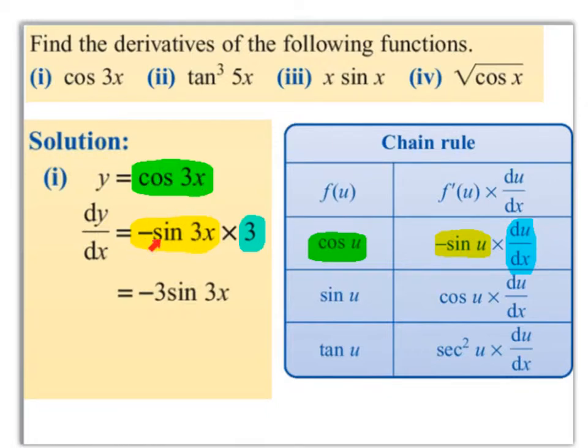So cos becomes minus sine, we keep the angle, and then we multiply by du dx. So we multiply the derivative of the angle. So the derivative of 3x is 3. So minus sine 3x multiplied by 3 is minus 3 sine 3x. So again, it's outside multiplied by inside.